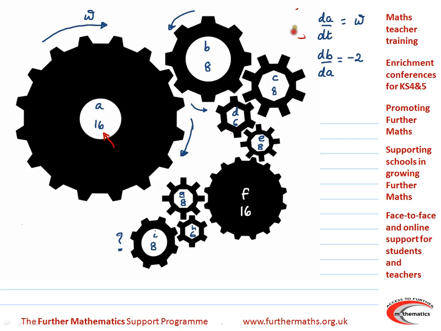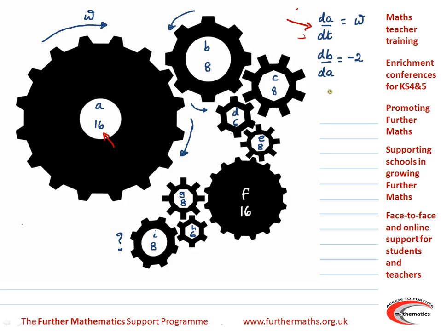So what that means is that we've said that the rate of turn for A is omega, so dA by dt is omega. dB by dA is -2, and that's because first of all B has to go in the opposite direction. So if A is going clockwise, B is going to have to go anti-clockwise, and also for every turn that A makes, B is going to make 2 turns. So I hope you can see there that dB by dA, that's the rate of turn of B with respect to A, is -2. And here's where your chain rule comes in.